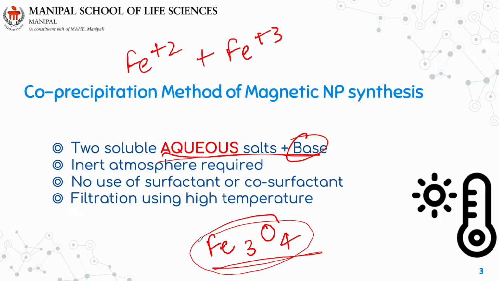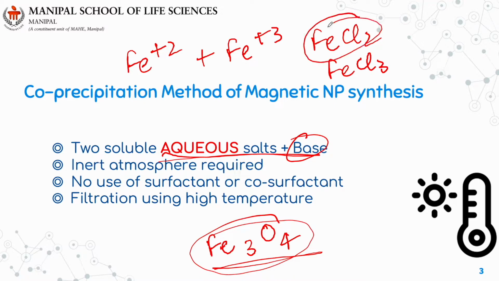Let's see. What we'll do is we'll take a source of Fe2+ and Fe3+. Let's say we'll take FeCl2 as a source of Fe2+ and FeCl3 as a source of Fe3+. Now we'll make an aqueous solution of FeCl2 and FeCl3 so that we can get Fe2+ and Fe3+. Now we'll add them together in a beaker.